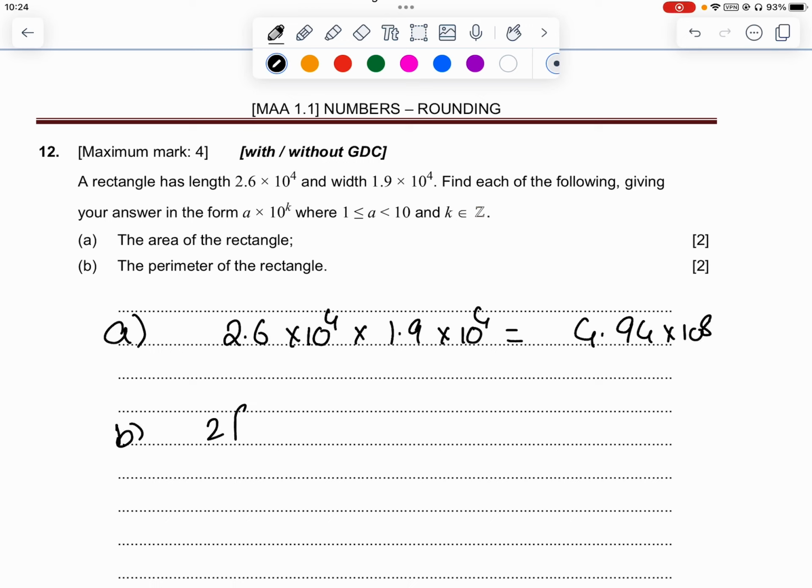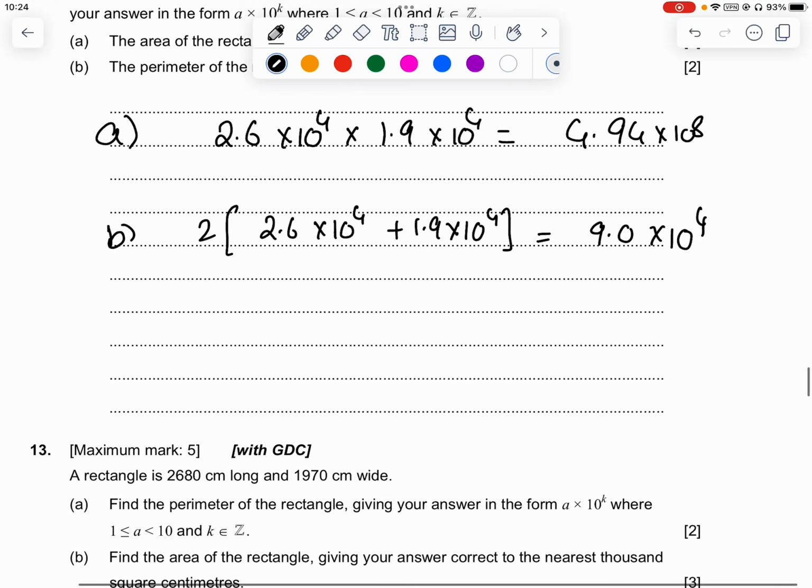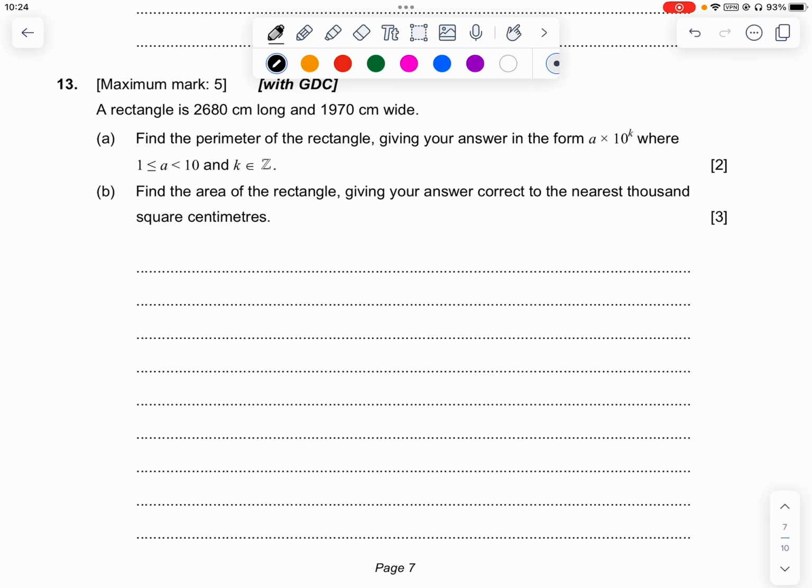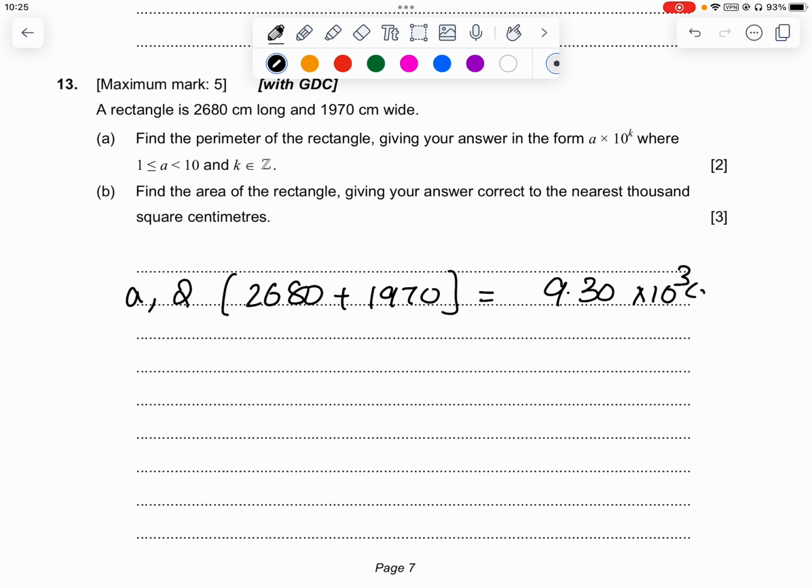Then perimeter, 2 times of length plus width, 2.6 times 10 power 4 plus 1.9 times 10 power 4. So simplify that, 9.0 times 10 power 4. Then question number 13. A rectangle is 2680 centimeters long and 1970 centimeters wide. Find the perimeter of the rectangle in standard form. So 2 times of 2680 plus 1970, which is equal to 9.30 times 10 power 3 centimeters.